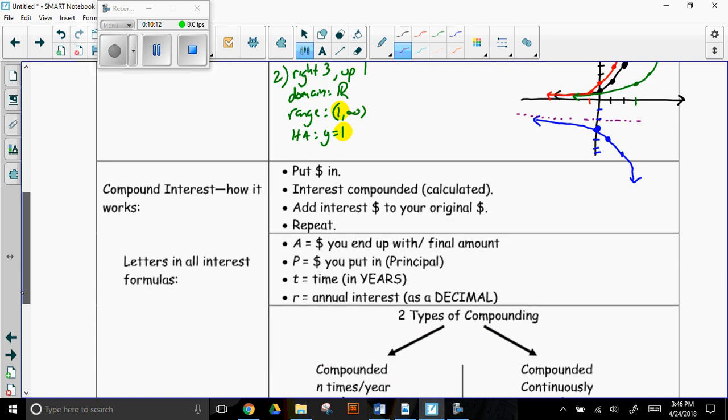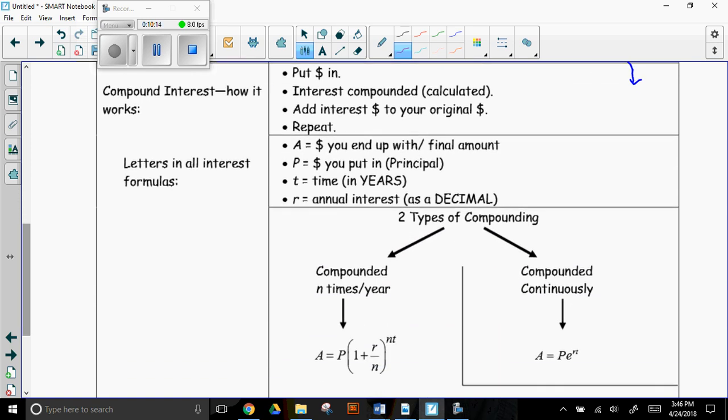Last but not least, and I'm not going to spend a whole lot of time going through these problems, and truth be told, we're just going to do them tomorrow. But here's how compound interest works. We have two different formulas that we're going to utilize. We put money into an account, interest is compounded, and the interest is added to the original, and then it's kind of like rinse and repeat, where more money builds on itself, and it gets very big very quickly, or at least that's the goal.